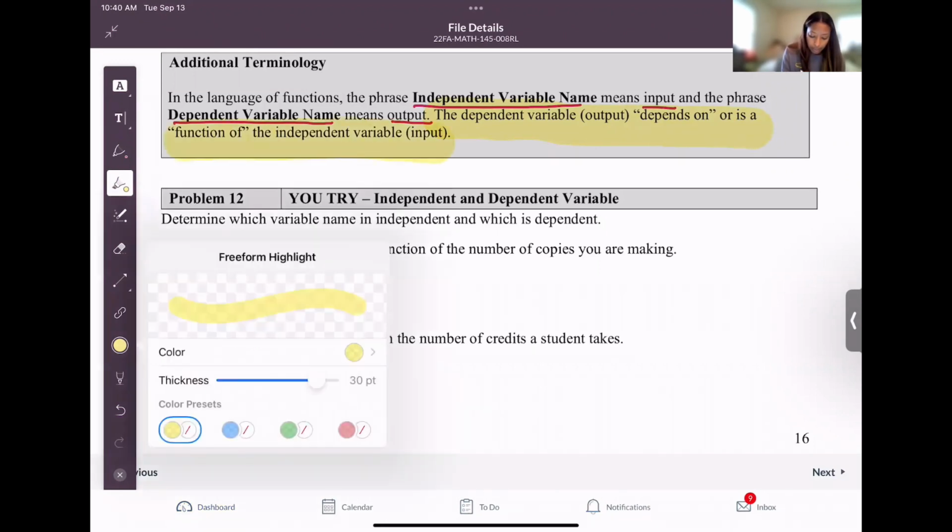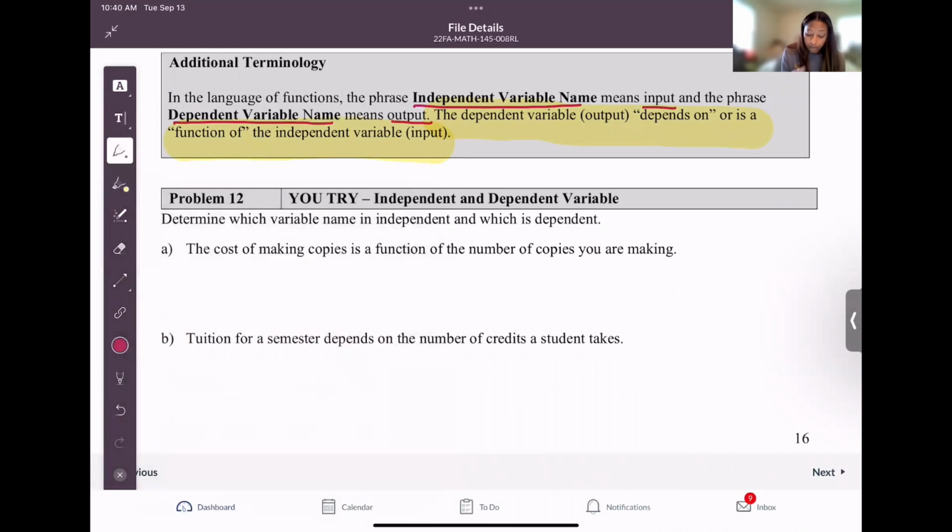So here it's saying the cost is a function of the number of copies, okay? So that means the cost depends on the number of copies. That means the number of copies that you're making would be the input or the independent variable, and the cost would be the output or the dependent variable.